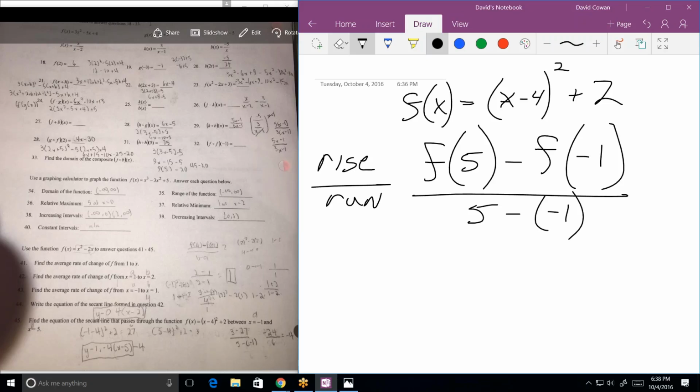Now let's fill in. What's f of 5? Just plug it into what you see on my page. Pretty easy. What's f of -1? A little harder.